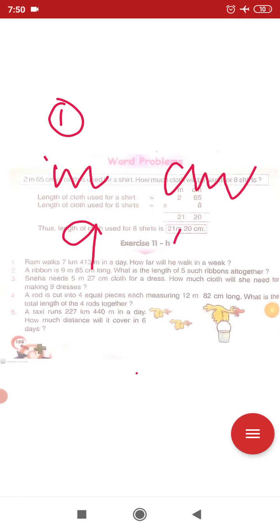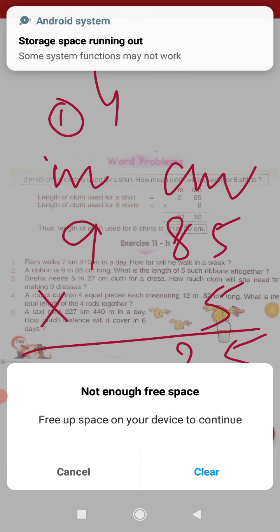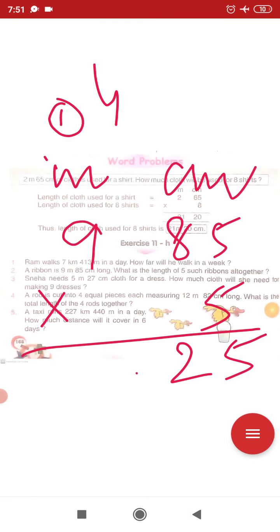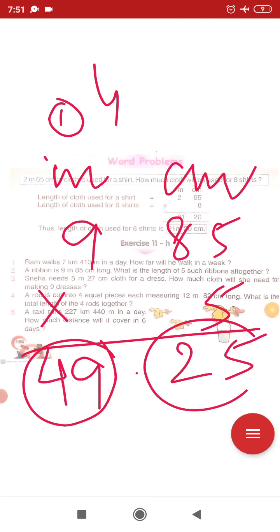5 5s are 25, extra 2. 5 8s are 40, and these 2, that means 42. 4 is left. 5 9s are 45, and this 4, 45 and 4, 49. So 49 meter 25 centimeter. This is the total length of such 5 ribbons.